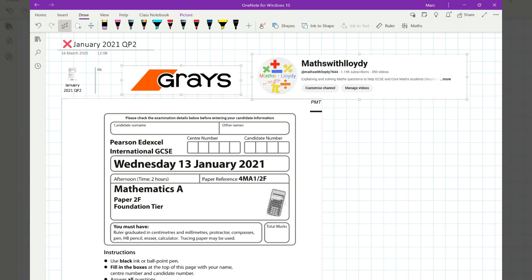This is the January 2021 paper for question 2, and this one is non-regional. Now, all of these are available on Physics and Maths Tutor, as you can see there circled in.